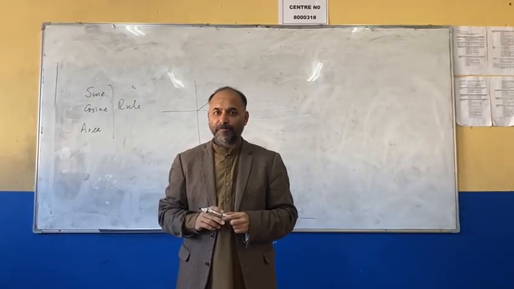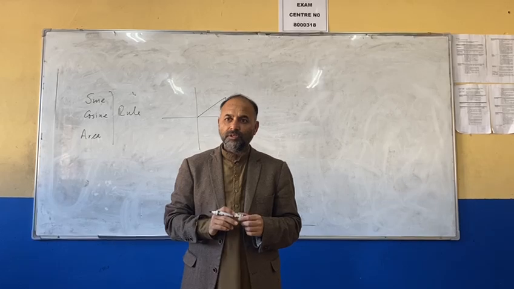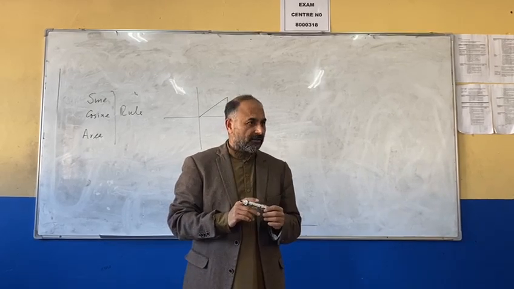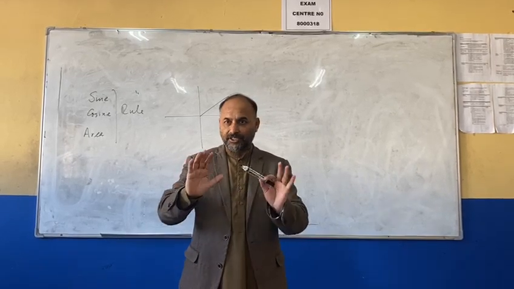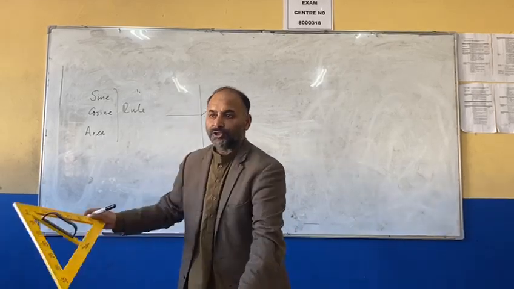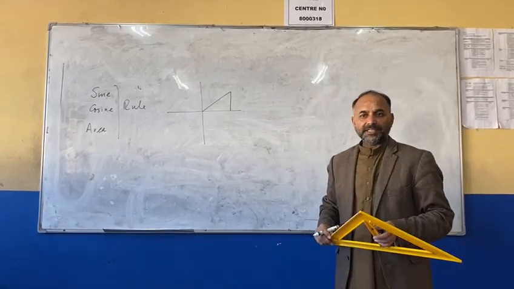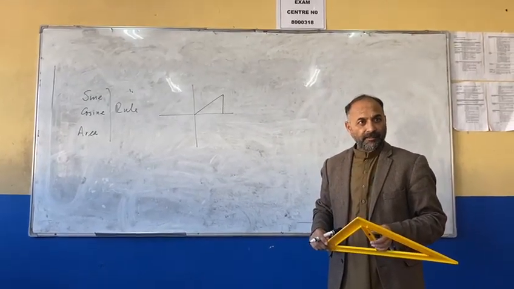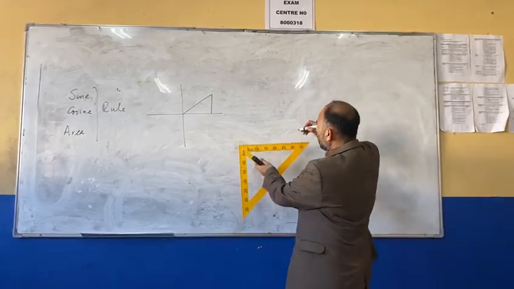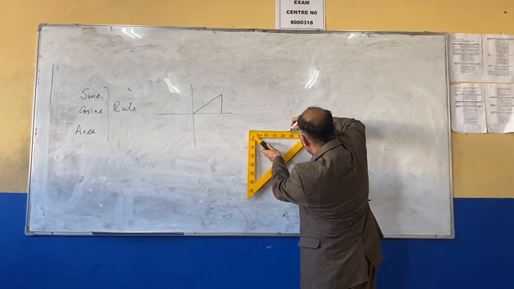First thing, we are going to draw a triangle, just a triangle. If you remember, I taught you how to draw a 60 degrees angle and a 30 degrees angle. Am I right? Do you still remember? Okay, I am going to draw them again.